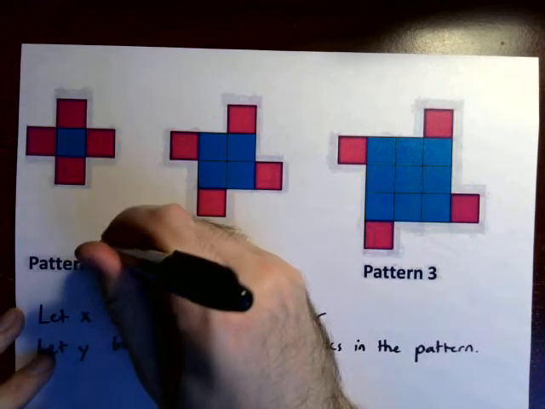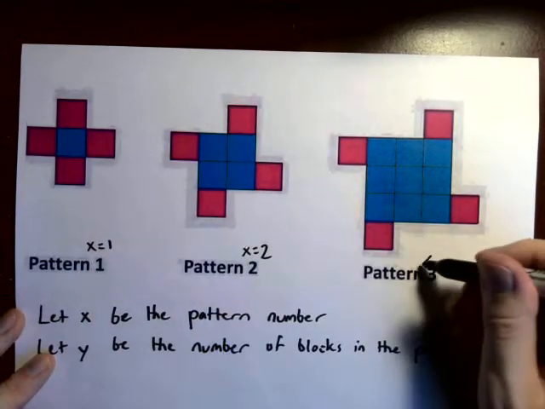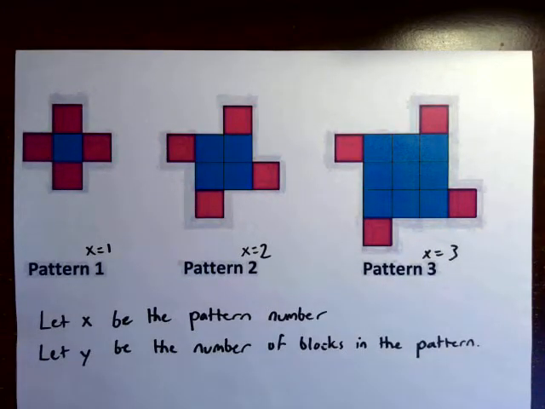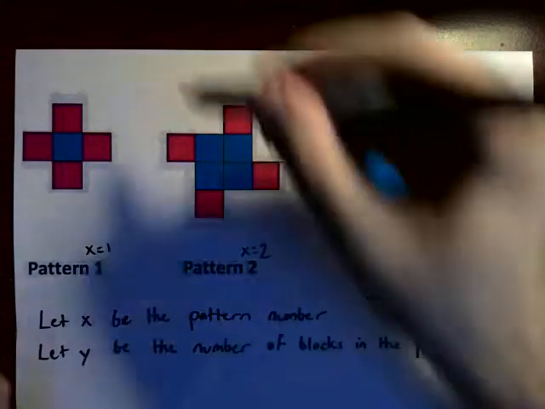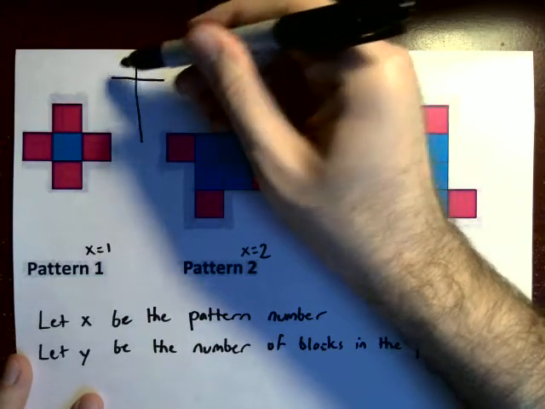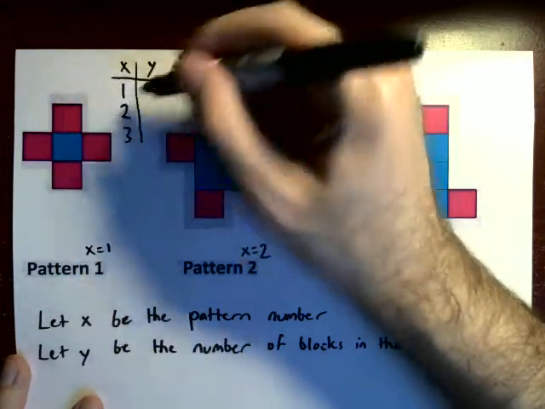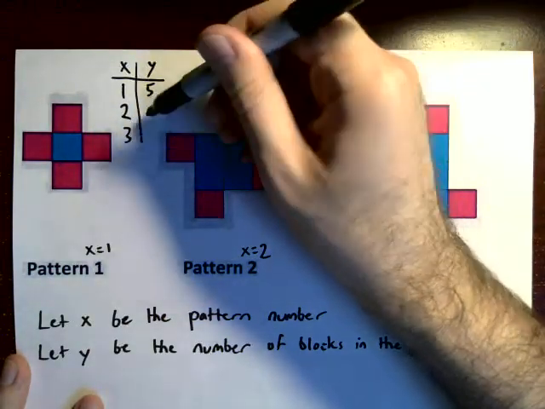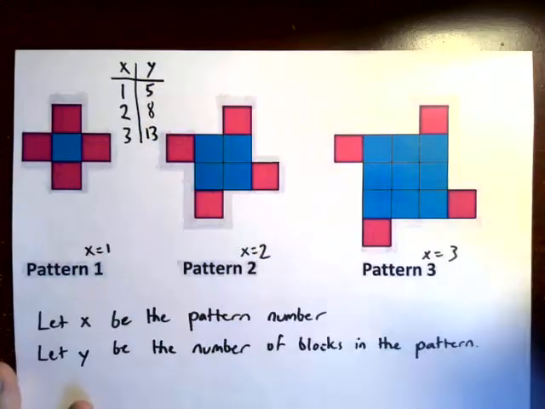So if we have pattern 1, that means the x value will be 1, and here x will be 2, and then here x will be 3. So we want to figure out what is some kind of an equation that can relate this number to the number of blocks in the pattern. So I'm just going to make a table of values to start off with, give us some information there. So we have 5 blocks at the start, and then we have, how many here? There's 8 after that, and then we have 9, and then we have 13.